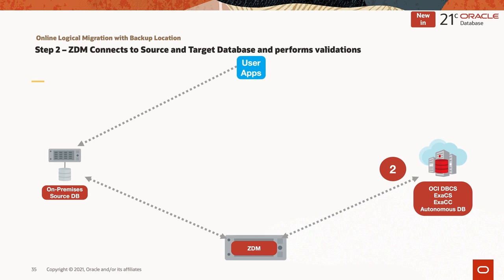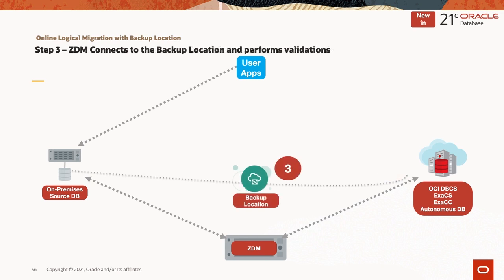Second step, ZDM will connect to the source and the target database and perform all the required validations to see that everything is in place. Do remember, however, that ZDM does allow for an in-flight upgrade option for logical migration, so in this case, it is valid for the target database to be on a higher version than the source database on premises. Once the validations have been done and all the checks are in place, ZDM will continue to the next phase.